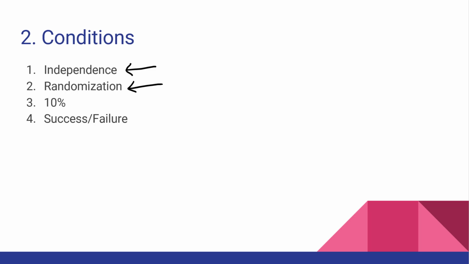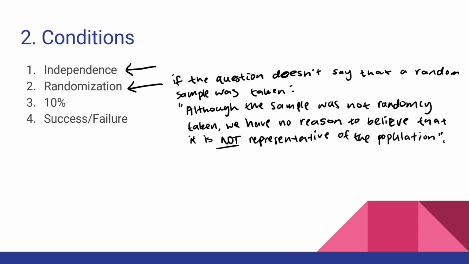So if you want to still somehow BS your way through your randomization condition, but the question doesn't specifically say that the sample was random, the best way to BS it is say something along the lines of this. Although the sample was not randomly taken, we have no reason to believe that the sample is not representative of the population. So we have no reason to believe it is representative, but we also have no reason to believe that it is not representative.